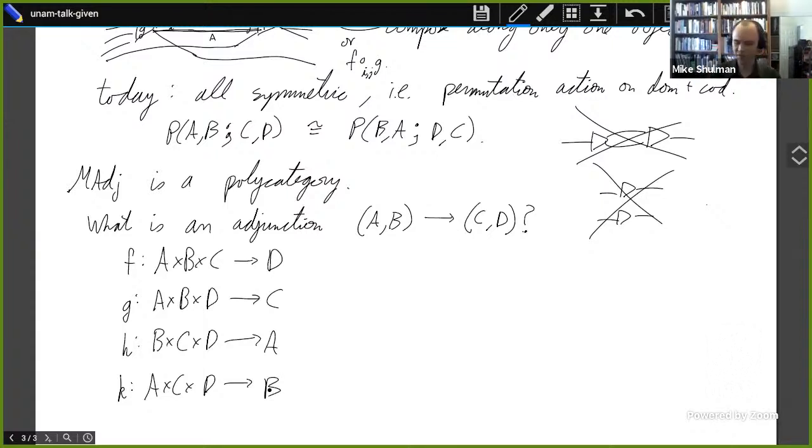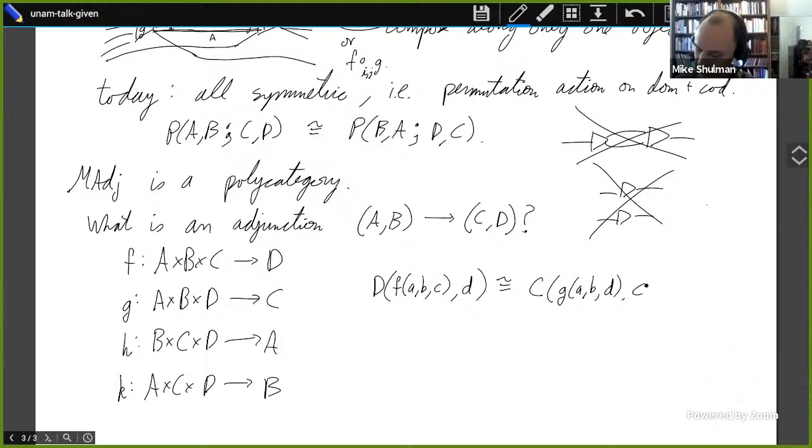And then there are going to be some adjunction isomorphisms. So something like D mapping out of F of A, B, C into D is going to be isomorphic to something like C mapping out of G of A, B, D into C, and similarly other things.